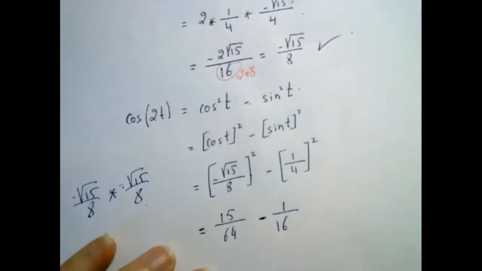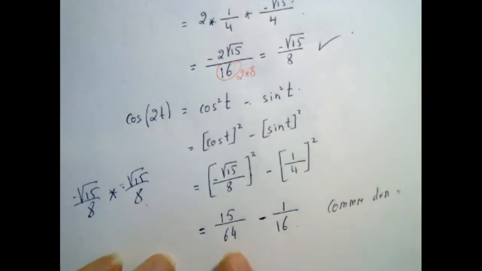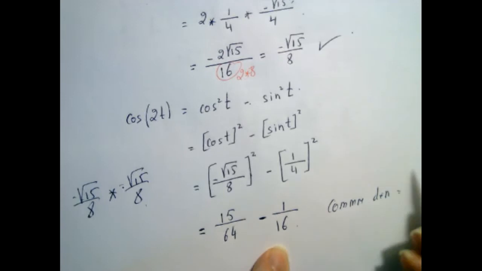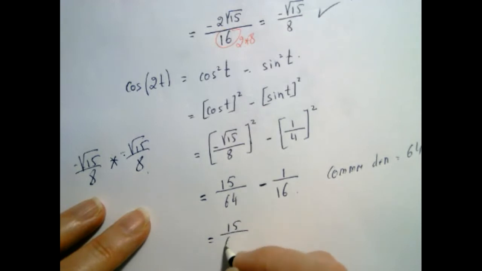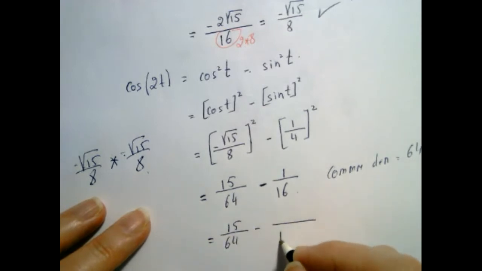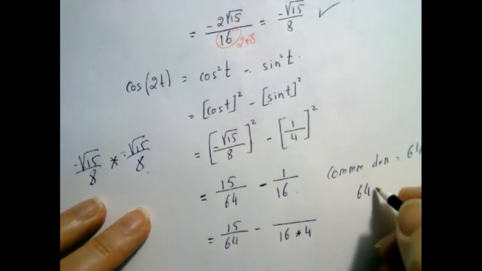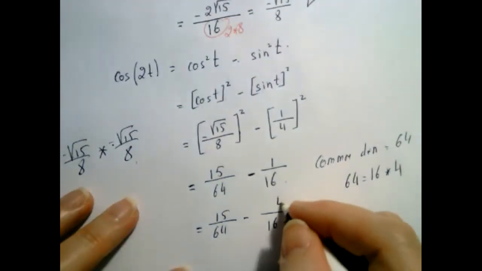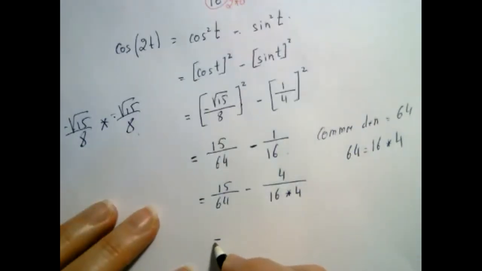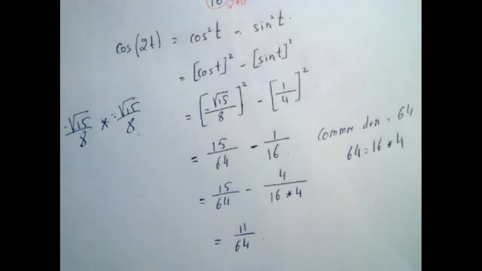Now the last step we can do is a common denominator. Now 64 is divisible by 16, so the common denominator will be 64, and this would give me 15 over 64 minus. If I take 16 and multiply it by 4, remember, 64 is 16 times 4, so I have to multiply this by 4. So this would give me 11 over 64. So what we're doing is really basically applying those identities, so we know how to apply them.